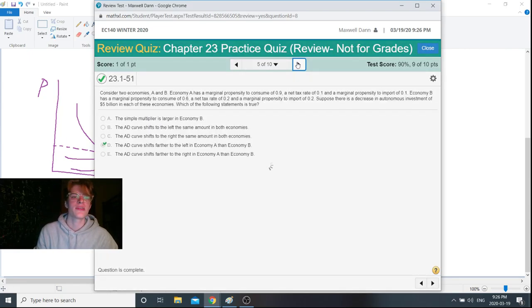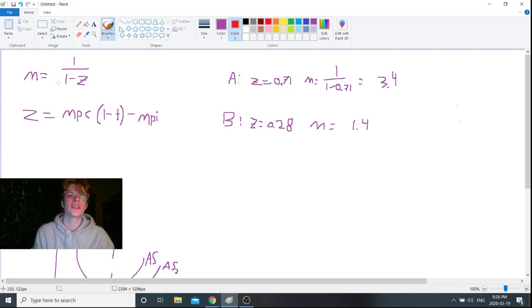We talked about this one. Okay, consider two economies, A and B. Economy A has a marginal propensity, and then it gives you a bunch of numbers, right? So let's talk about those numbers. You might not know, but there is a formula that we use for them. There are two. We're going to talk about the marginal propensity to consume, which is given to us. But that's not what we want here, because when we're calculating the multiplier, we want the marginal propensity to spend.